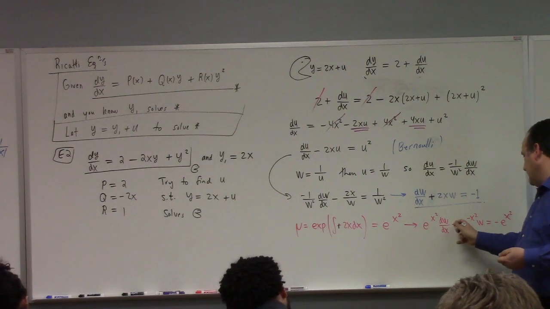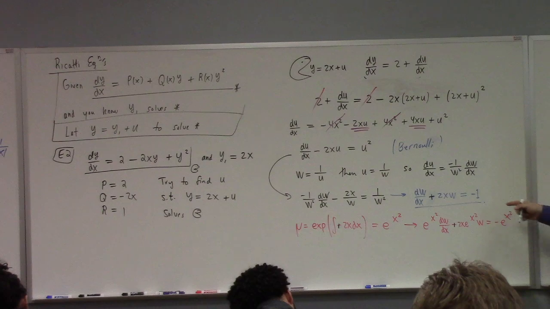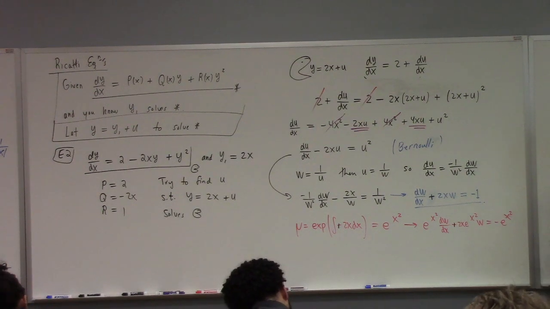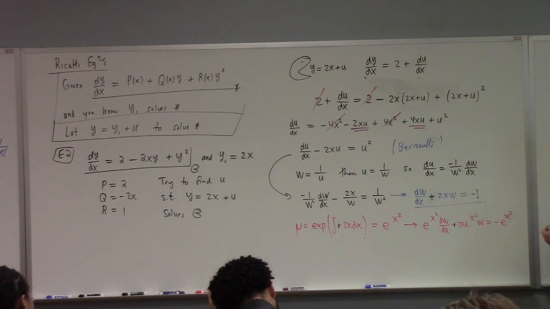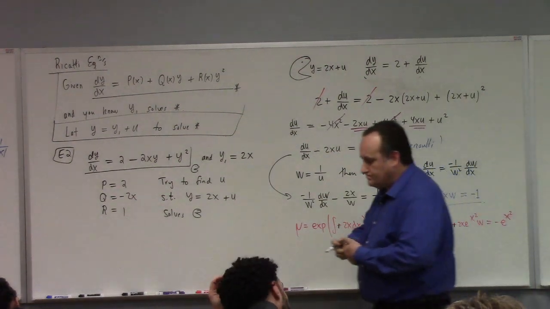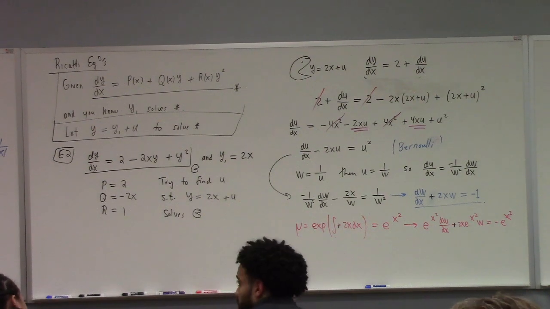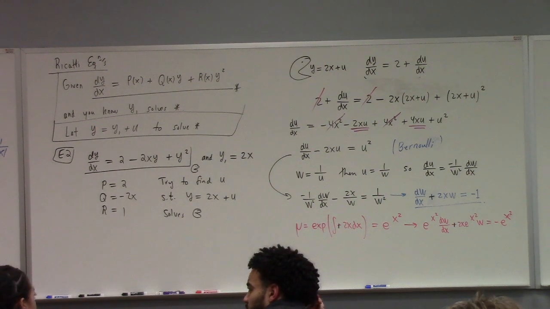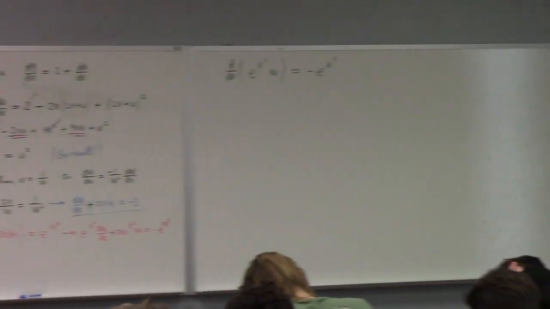So we have e to the x squared dw/dx plus 2x e to the x squared w. Now the minus on the right-hand side is real, so I've got minus e to the x squared there. All right, once I fix that snafu, we have d/dx of e to the x squared w equal to minus e to the x squared. Now what do we do? How do you undo a derivative? You integrate. So we just need to integrate e to the x squared. Do you remember that one? Do you remember anything about e to the x squared?